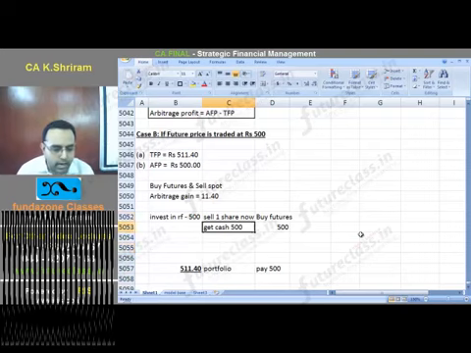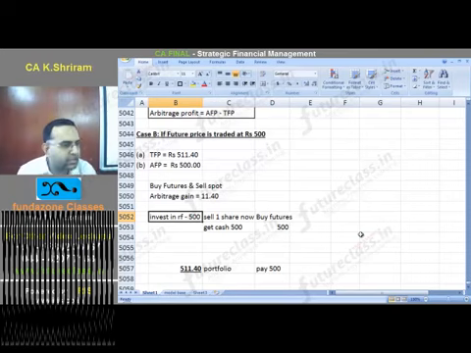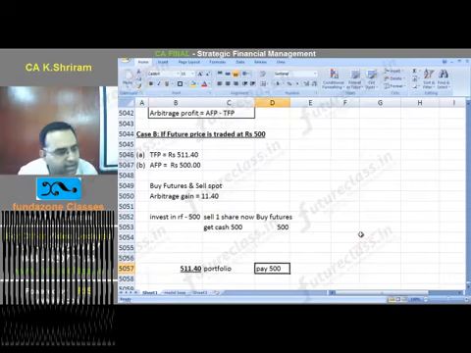You take one share at time 0, sell that share for 500, get cash, invest that, let it grow to 511.4, and then use that cash to buy another share for 500 and give it back to your portfolio.